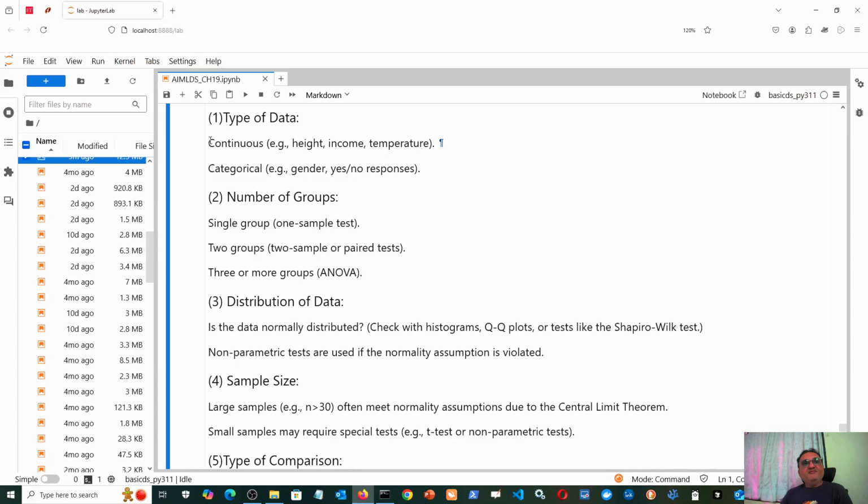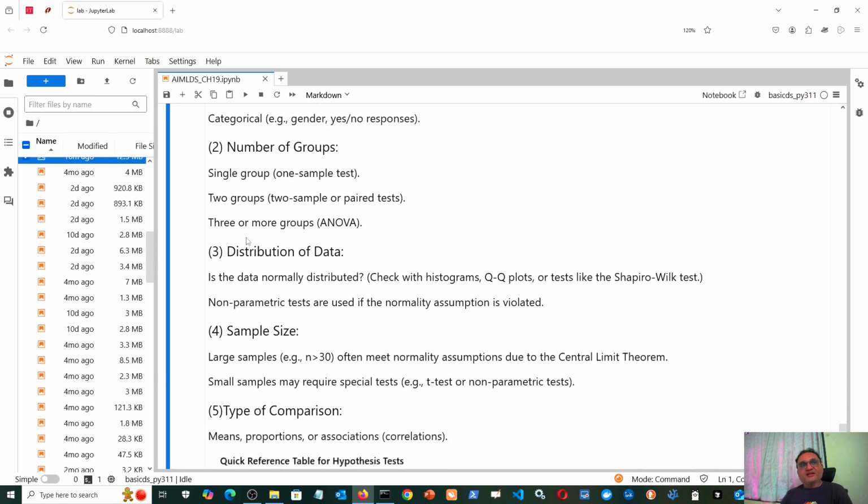Type of data. If the data is continuous, for example height, income, temperature, then tests like correlation test, Pearson correlation, will give better insight. But if the data is categorical, for example gender, yes, no responses, etc., then the chi-square test would give better insight.